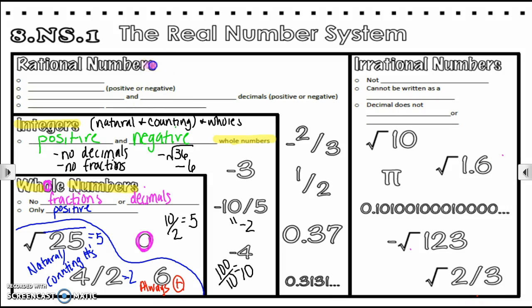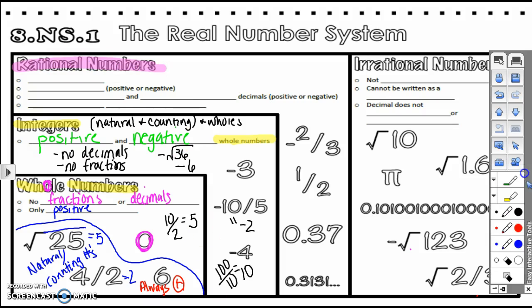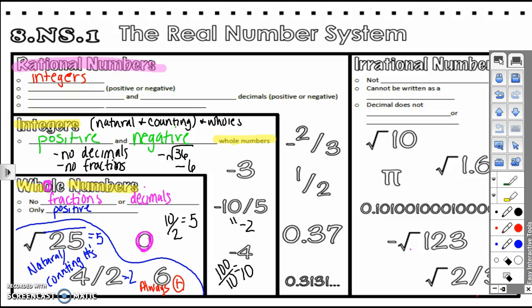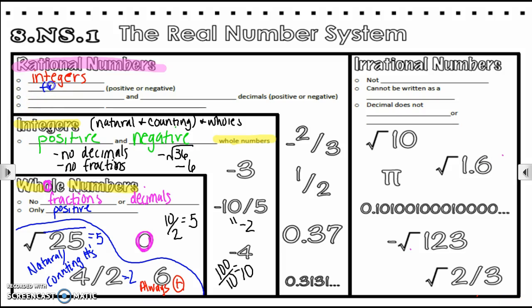So the next number set that we're going to take a look at are natural numbers. Okay, so what are natural numbers? Natural numbers are integers, so they're positive and negative whole numbers. They're fractions, so this is where we get into fractions. They're also repeating and terminating decimals. And we'll talk about that in just a moment.